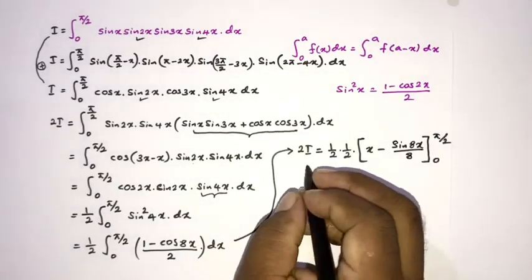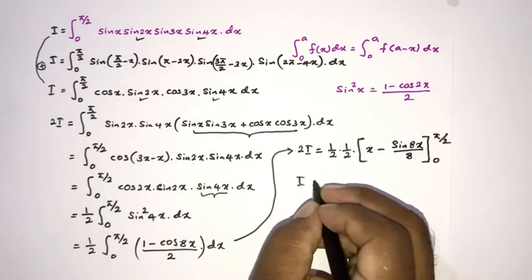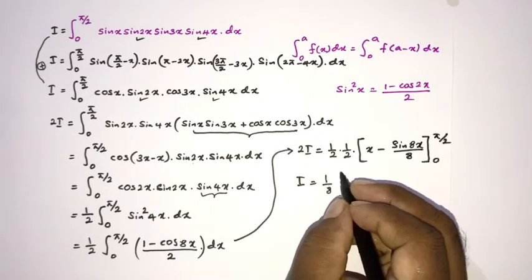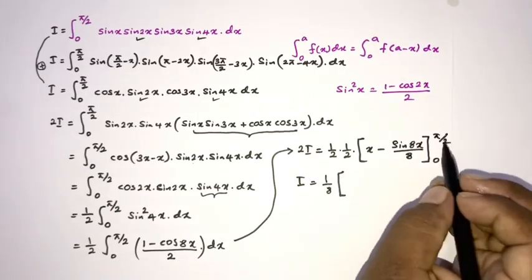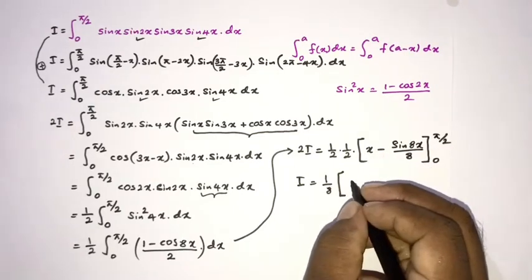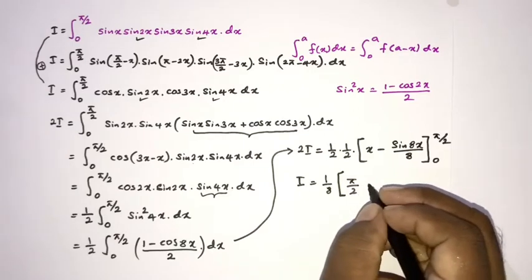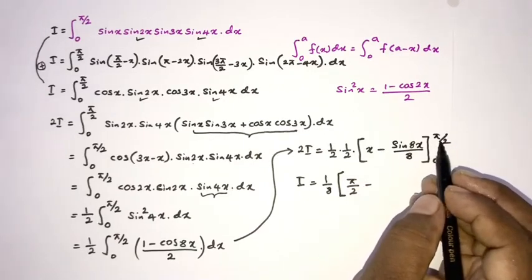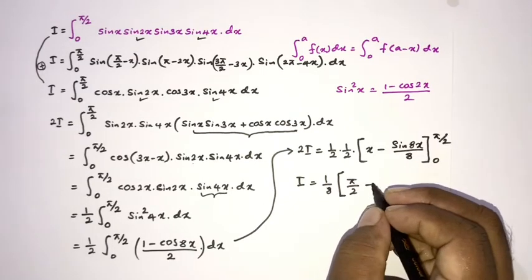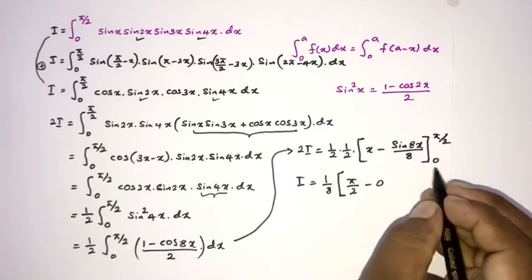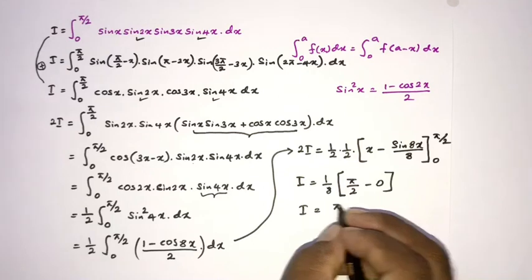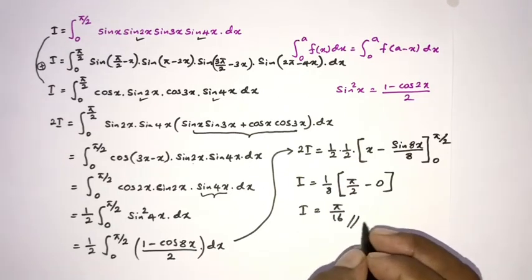So then I is equal to 1 over 8 times, if we apply pi over 2, we have pi over 2 minus, for the sine term, 8 times pi over 2 is 4 pi, and sine of that is 0. If we apply 0, we also get 0. So I is equal to pi over 16. Okay, this is the answer.